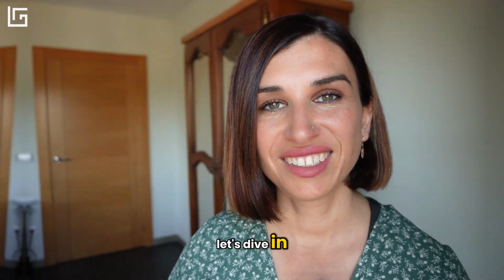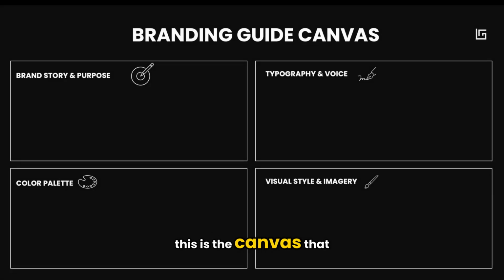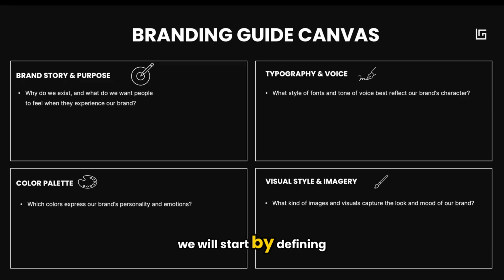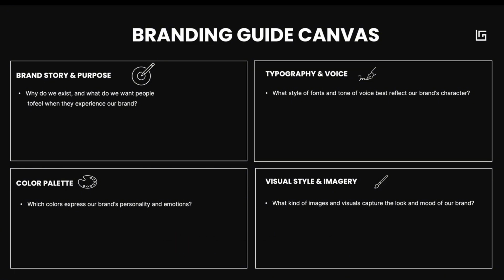Let's dive in. This is the canvas that we are going to use. We will start by defining our brand story and purpose. Why do we exist? And how do we want people to experience our brand? Then we will look into typography and tone of voice. We are going to define the color palette. And then finally, the visual style and imagery. What kind of images and visuals capture our brand?